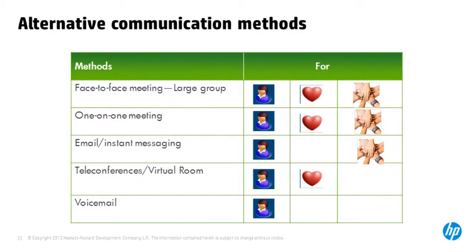You can use email or instant messaging for communications that address only the heads and hands and do not have an emotional component. These are useful for facts and action items. You can use voicemail alone for factual communications that do not need to address either the heart or the hands. Think about which methods of communication you feel most comfortable with. Which do you think are the most effective?